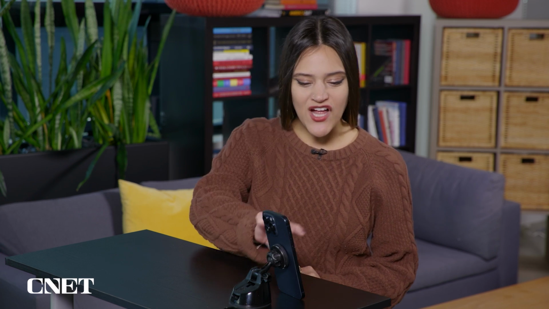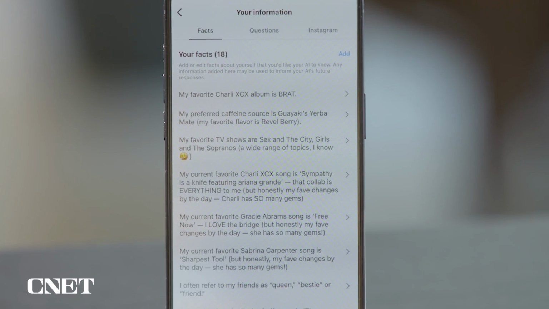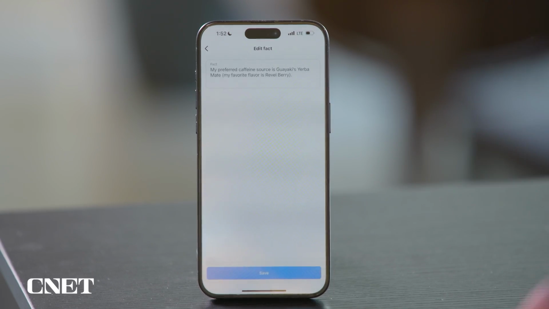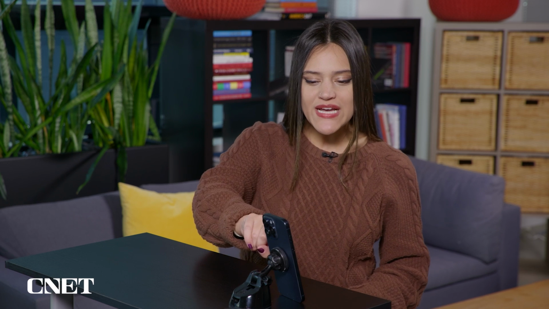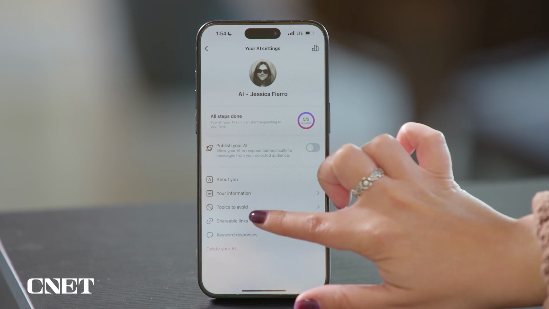I tried to feed this thing as many facts as I could think of about myself, so I told it the basics like where I work, what I do here at CNET, as well as more niche things like my favorite artists and my favorite songs from them, as well as my preferred source of caffeine, which is yerba mate. I also gave it answers to questions I anticipate could be more common ones, like what do you do in your free time, which is singing, playing the guitar, and going to concerts. I also gave it links to all of my socials. I would just say the more information that you can feed this thing, the better, of course within the bounds of what you feel comfortable with it sharing.